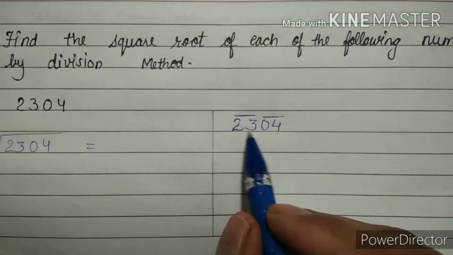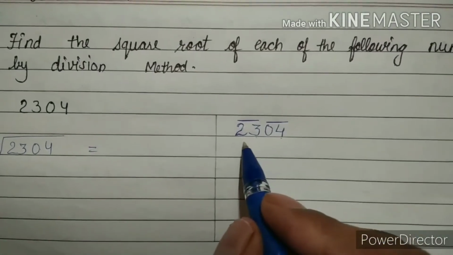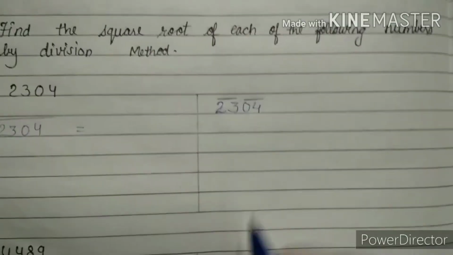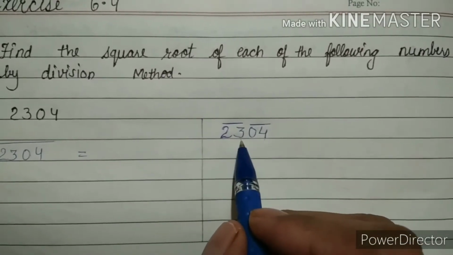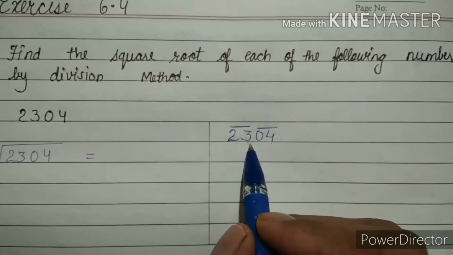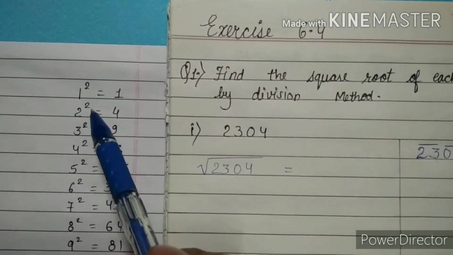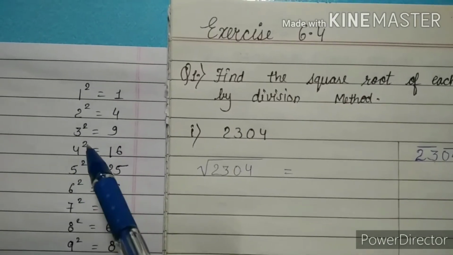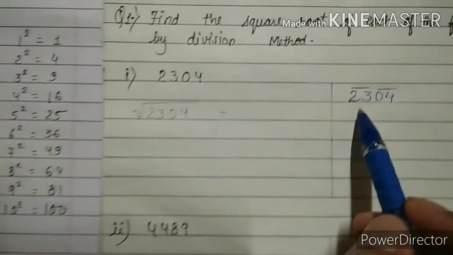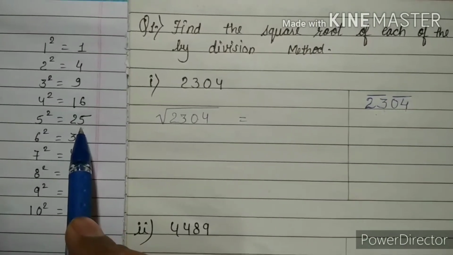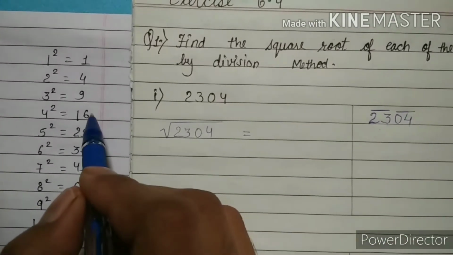Now we have 23, the first pair, that we have to divide. We have to search for the number whose square is equal to 23 or less than 23. So here I make the square table of ones digit. 1 square is 1, 2 square is 4, 3 square is 9, 4 square is 16, 5 square is 25. You can see here we want 23 but here we have 25. So 5 square is 25, which is more than 23. So less than that is 16.